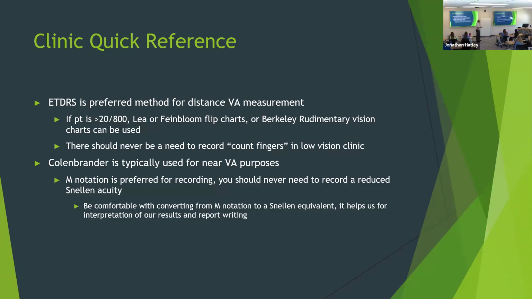So we want to make sure that they get further down in the chart where they can get some crowding phenomenon. They don't just read the top line and we roll with that. We have to make sure that they read a couple of letters down into that second line. So ETDRS is the preferred chart for distance acuities. Colenbrander is the preferred chart for near acuity.